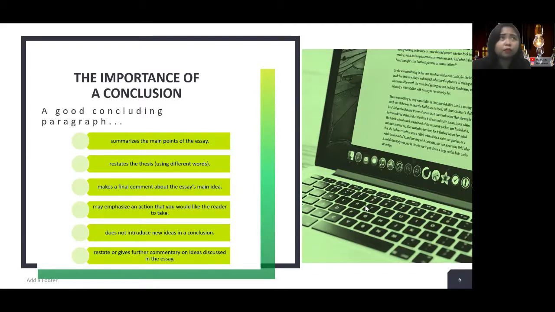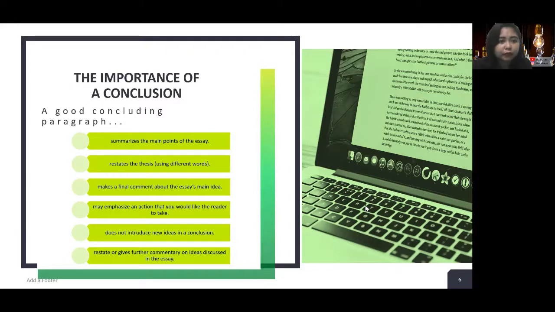What do you think? Maybe you agree or not, or you suggest something, you ask the reader to do something, maybe you want to persuade them to do something, based on your opinion. And then in a conclusion, you may emphasize an action that you would like the reader to take. If you want the reader to take action after they have read your research, your essay, you can emphasize it in the conclusion.